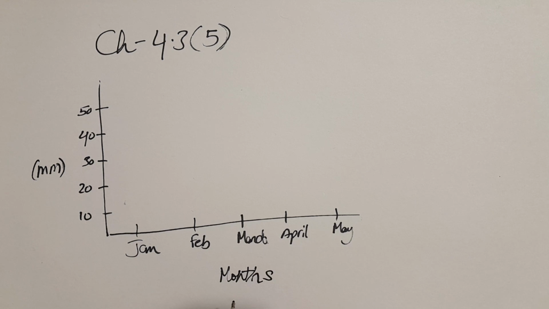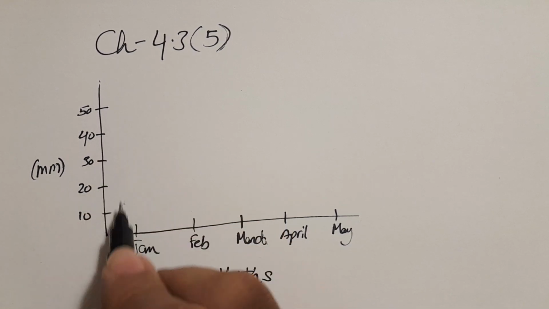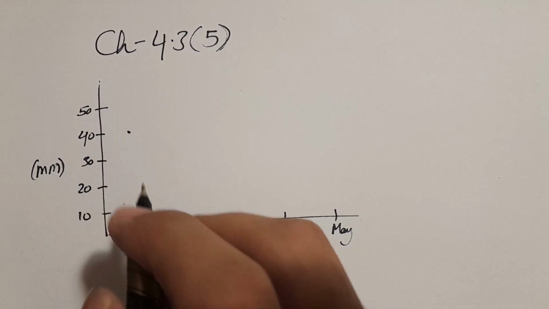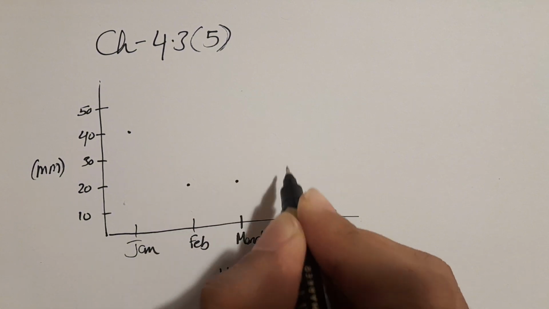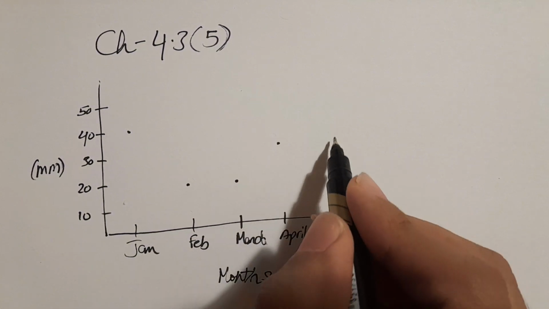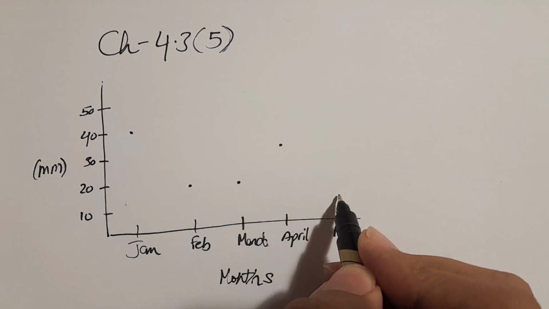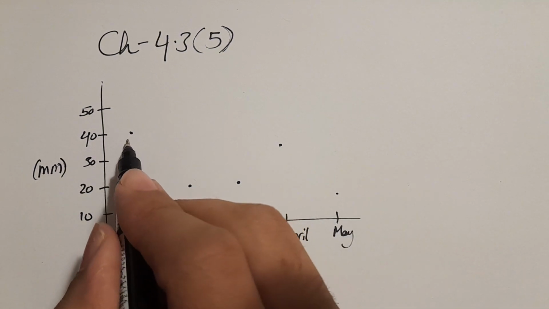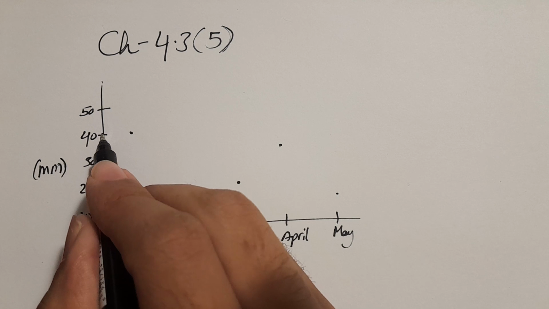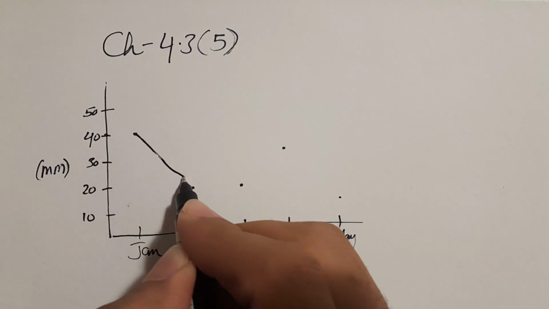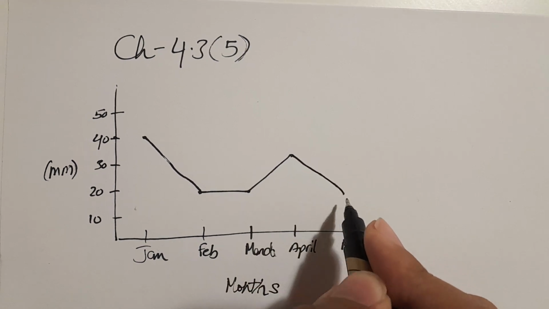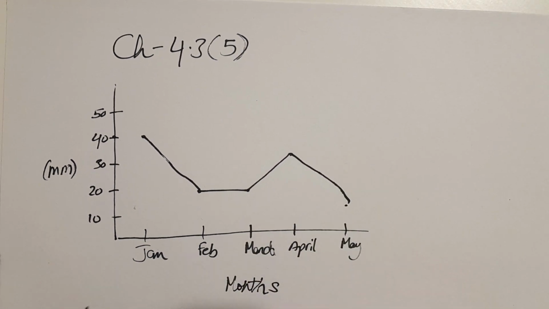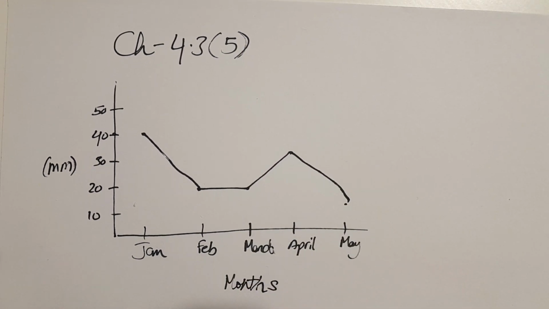So we will draw, like in Jan it was 40, in February it was 20, in March it was 20, in April it was 30, then in May it was 10. So what we will do is like this, like this. So this is how we will be drawing the line graphs.